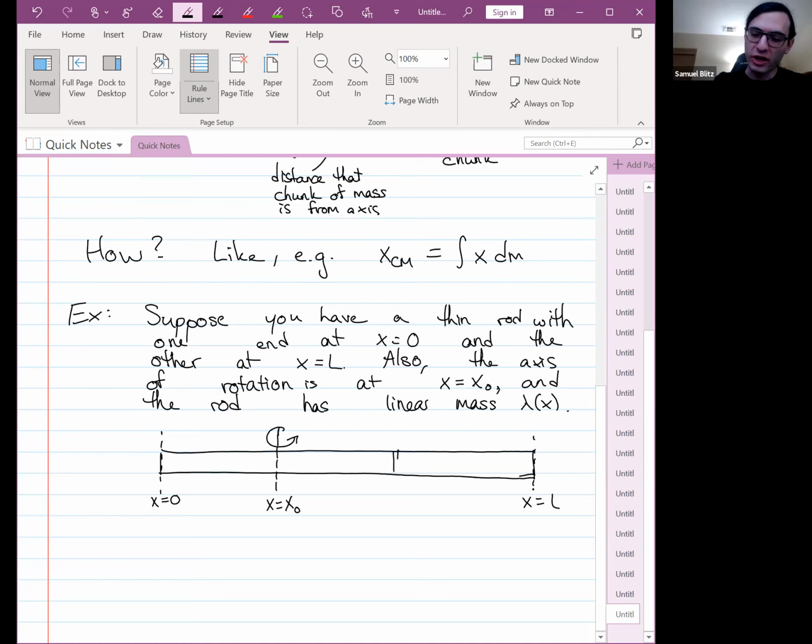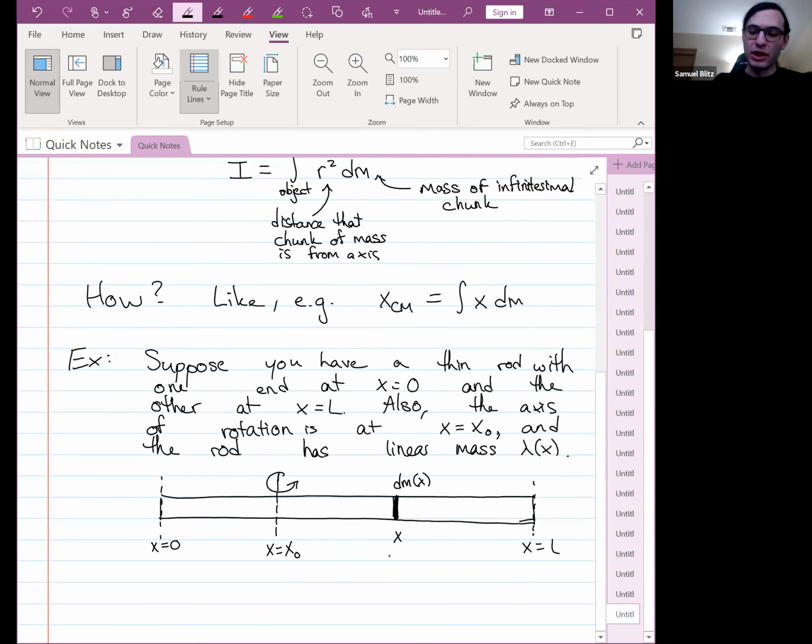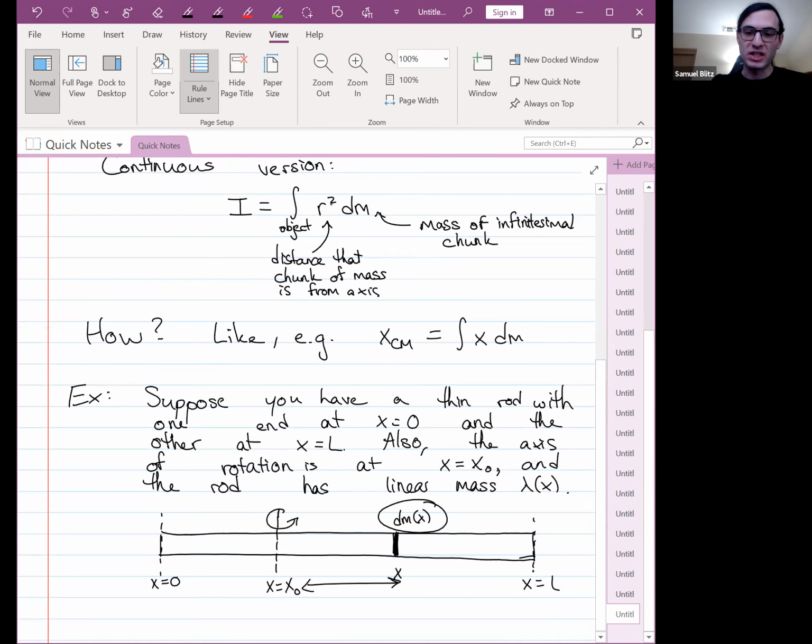Let's just call this chunk of mass, that little tiny slice of the rod, dm of x, and it will be at position x. Just that way, then we have something to reference. Now, what we're going to do is add up this distance squared times dm for every possible little slice. That's what this integral represents. You take that distance, you square it, you multiply it by that mass, and then you add all of those up.